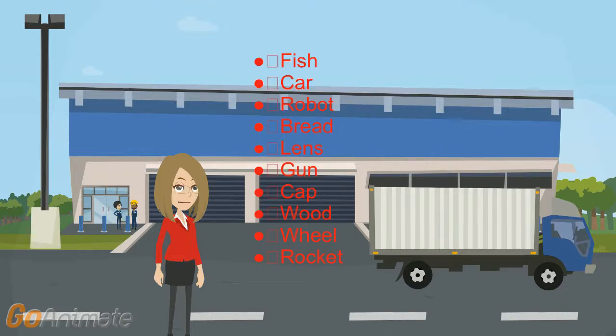Fish, car, robot, bread, lens, gun, cap, wood, wheel, and rocket. You'll notice that all of these items in the list are examples of concrete objects. While the chain method will work with abstract ideas such as love, it is much easier with non-abstract objects.